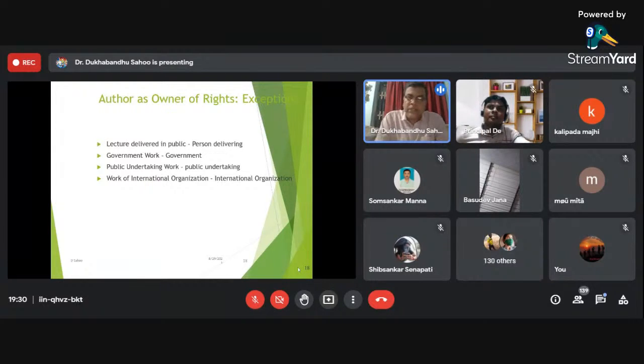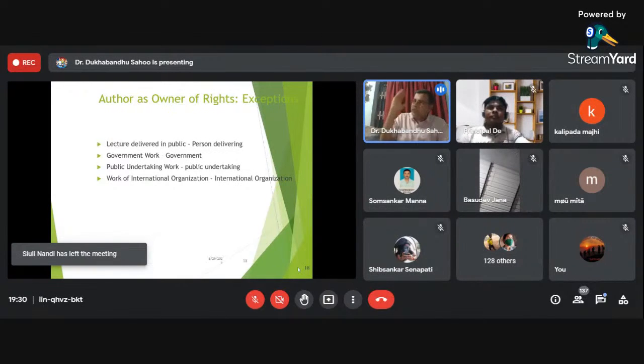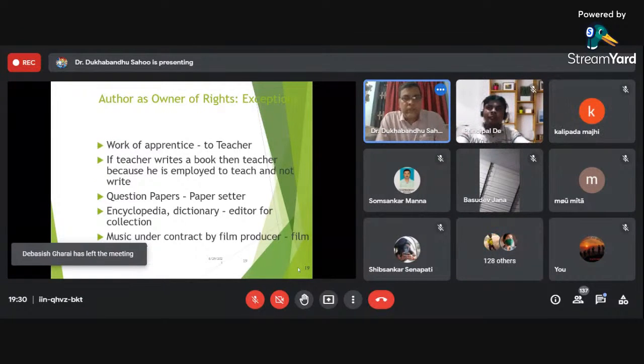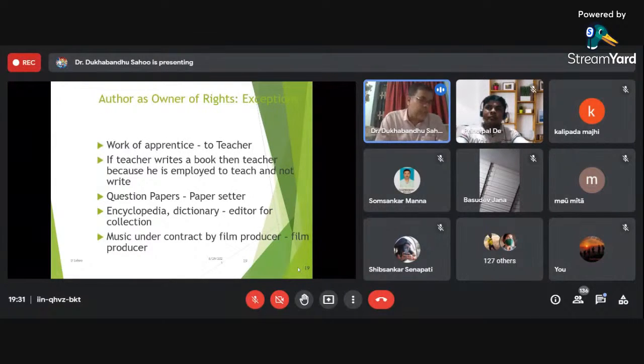Similarly, in government work, the government is the copyright owner. Public undertaking work, let's say NALCO or MCL, they do certain work as public undertakings. International organizations: when people work on behalf of those organizations, they do not possess that copyright. The organization has the copyright. But what about the work of an apprentice? I don't know why the IP law has this. If somebody does an apprenticeship with me, then I have the right. Say a student does an internship with me for 6 months or so, I can claim the copyright.